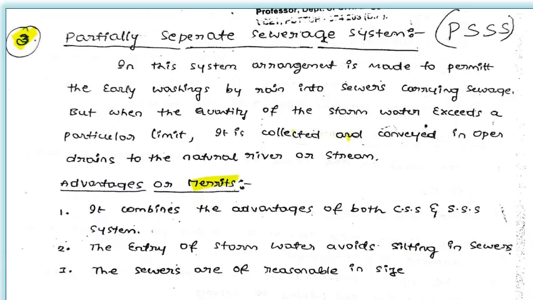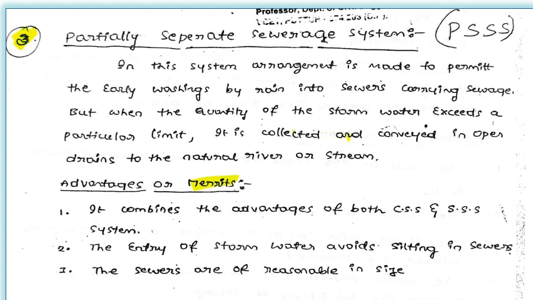Okay, this is the partially separate sewerage system. What is partial in this system? Arrangement is made to permit the easy washings by rain into the sewers. Sewers means carrying sewage, so only partially we are allowing the rainwater into the sewer pipelines. And afterwards, the storm water will go to the natural streams, and this will go to the treatment plant.